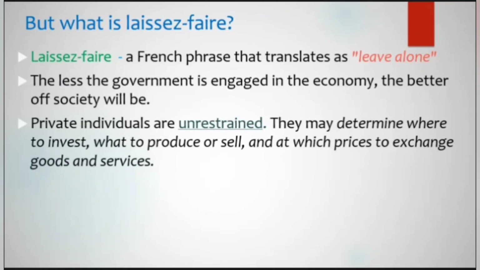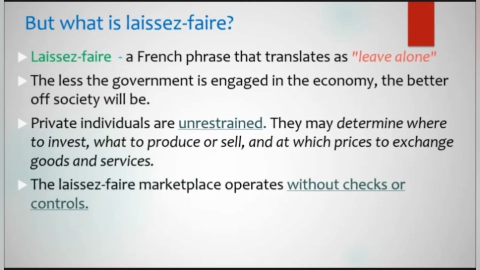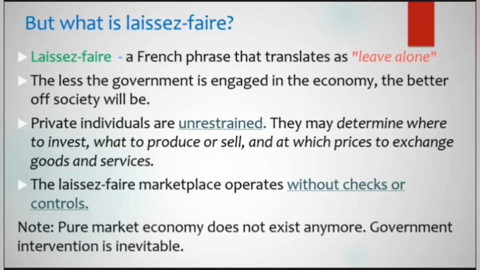Private individuals are unrestrained. They may determine where to invest, what to produce or sell, and at which prices to exchange goods and services. Sa madaling salita, walang makikialam sa nais o gustong gawin ng mga tao. The laissez-faire marketplace operates without checks or controls. Walang gobyerno na papasok para umayos. Gaya ng nabanggit kanina, pure market economy does not exist anymore. Government intervention is inevitable. Kailangan pa rin siya.